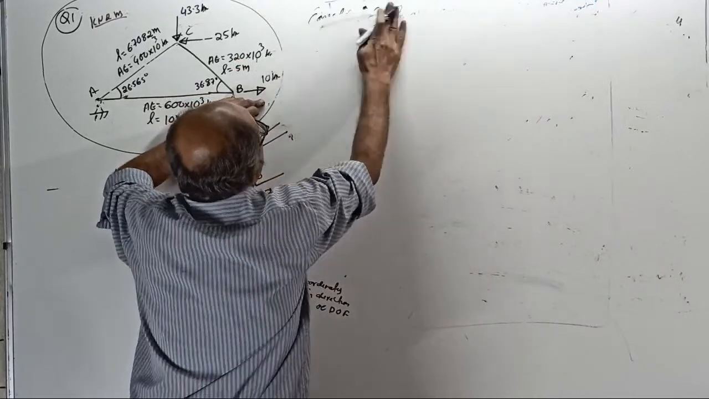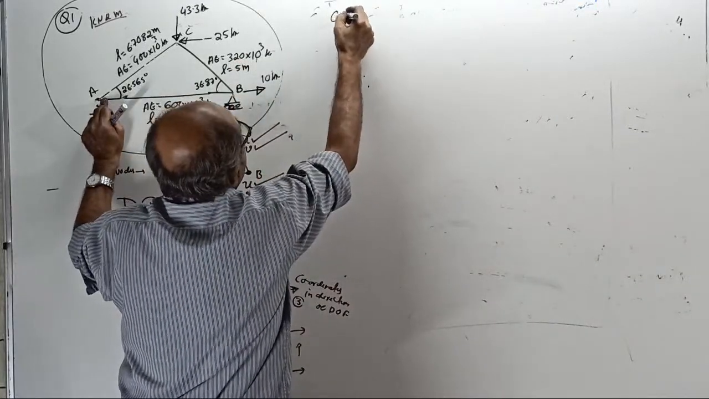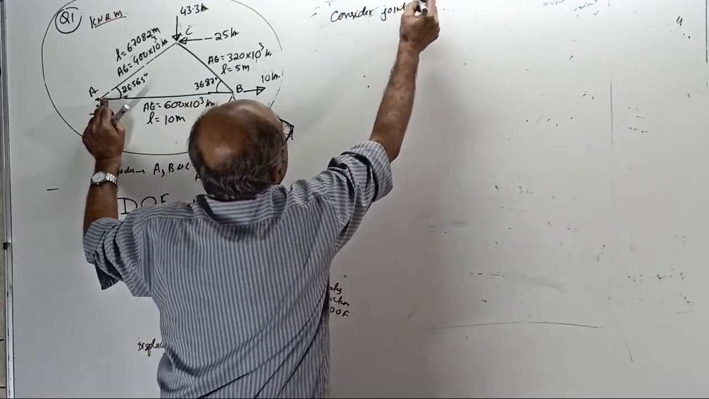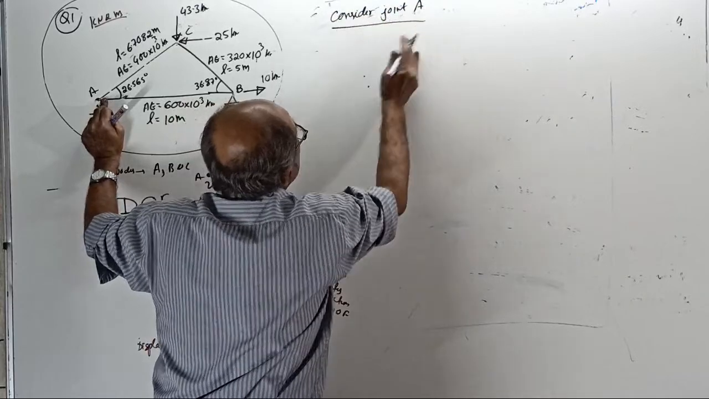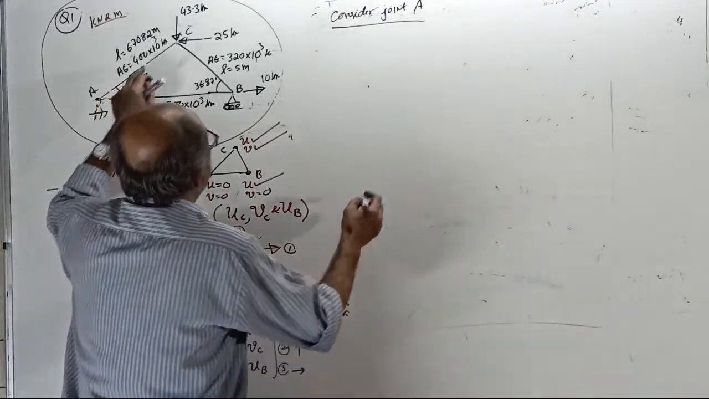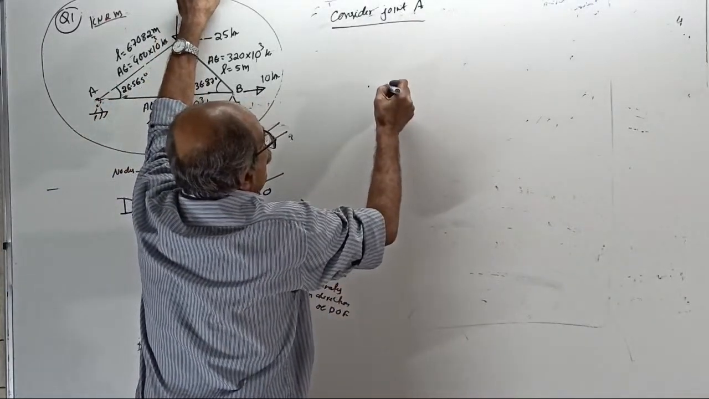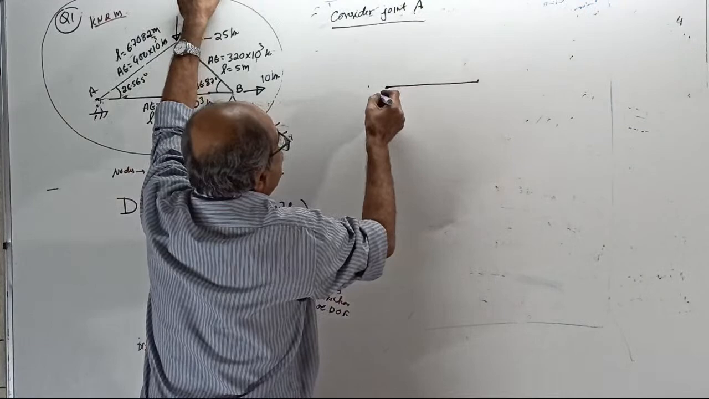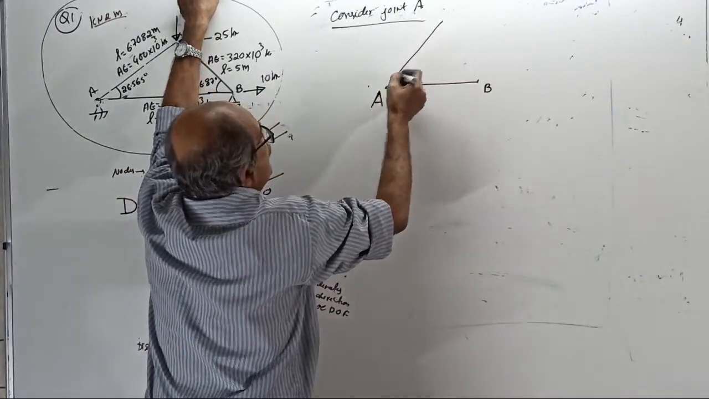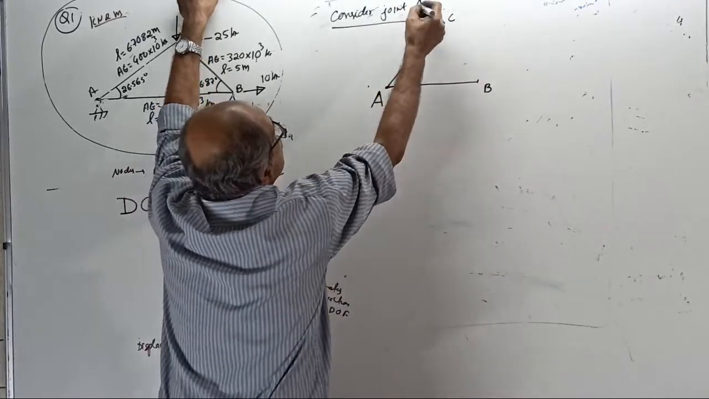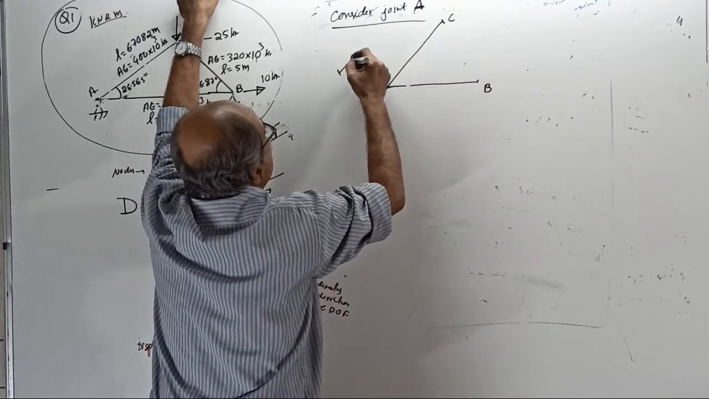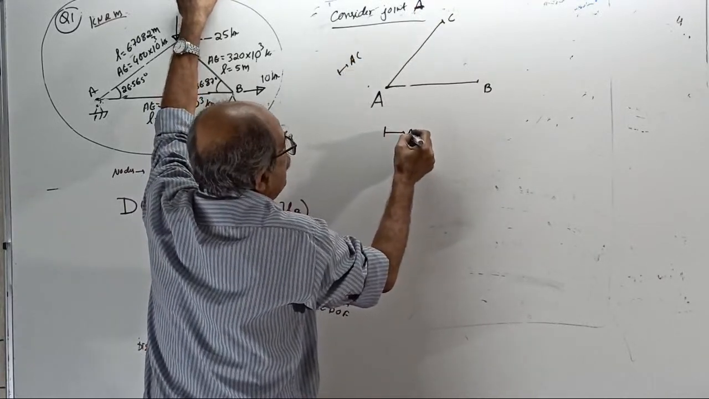I'll write here: consider joint A. One by one, you consider the joints. Always first consider the joint where the number of members is more. When you consider joint A, one member is here. This is A, this is B. One more member is here, that is C. Since I consider joint A, this member I have to call AC, and this member I have to call AB.